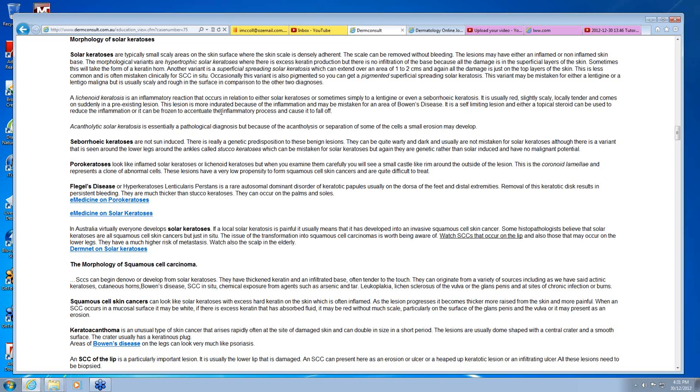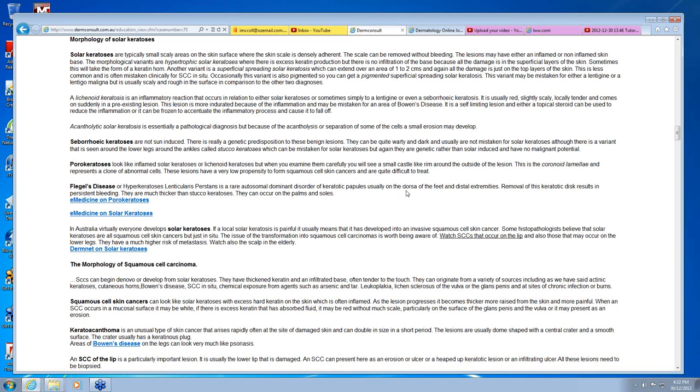And you can see the problems that pathologists sometimes have in deciding whether something is a solar keratosis or is an SCC in situ. It's often just a degree. It depends how it's been sampled often as to whether something will be reported as an SCC or an SCC in situ or a solar keratosis.